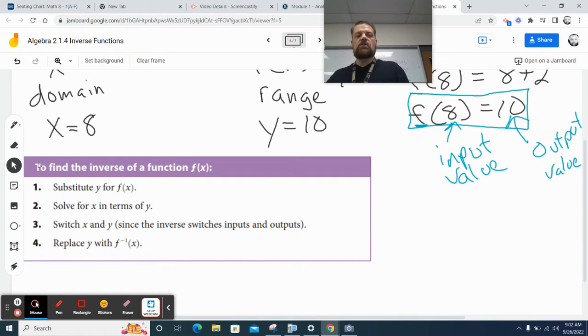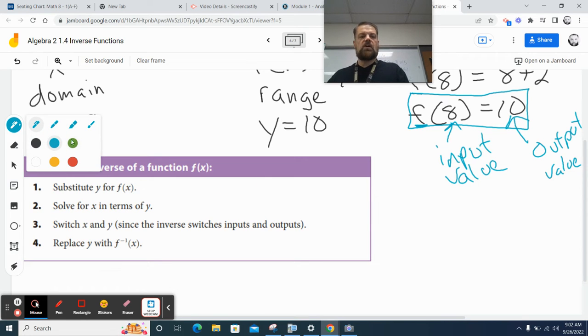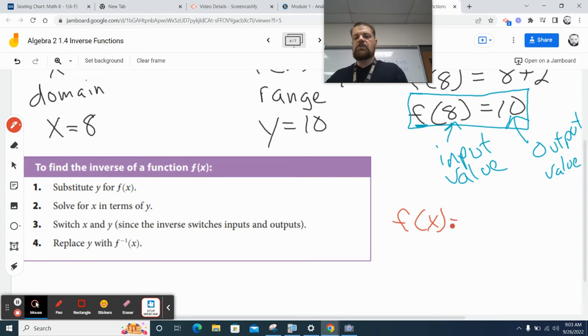So anyway, what I'm going to do is take the equation and write it out. In this particular scenario, I'll do it off to the side here. I'm going to say f of x is equal to x plus 2. All right. So we want to find the inverse function of f of x. The first step is substitute y for f of x. So I just rewrite the equation: y equals x plus 2. So that's step 1.